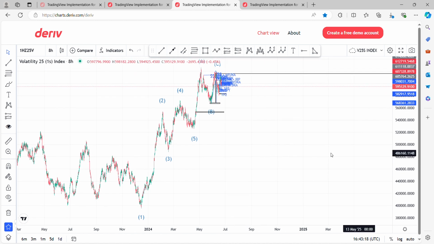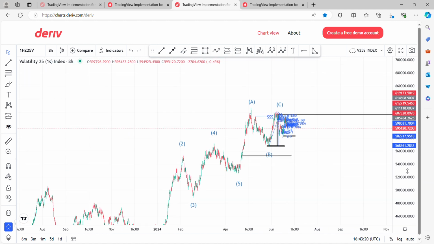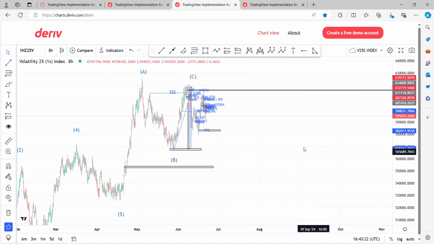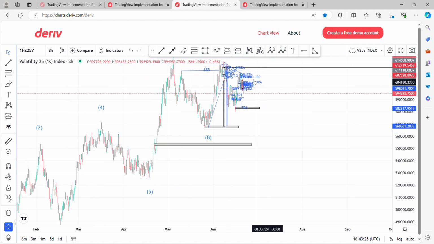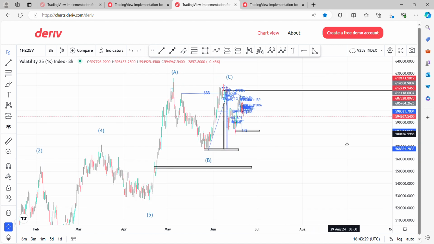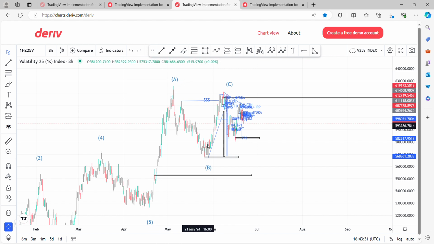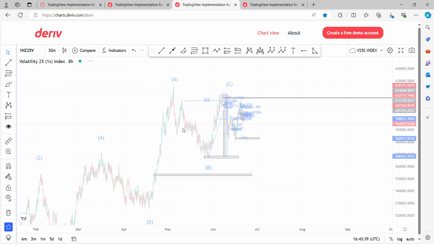After the fifth wave, what will happen? Price will give you a correction, and in that correction there will be a pattern. So in that correction, we have the first wave of the correction, the second wave, the third wave of the correction. Then what are you expecting next? Let's go to the 30 minute time frame to see what is happening on the lower time frame.